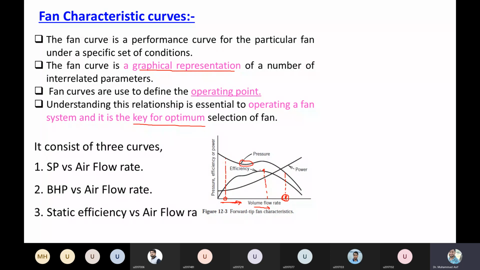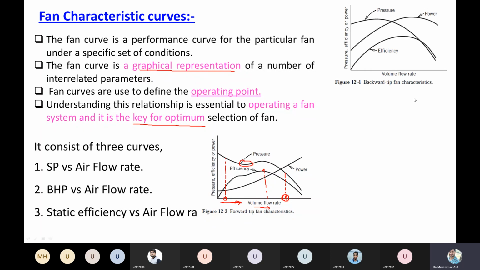So you have to choose an optimum point for your specific application, right? What is the requirement for the airflow rate? Based on that airflow rate, from the characteristic curve you have to choose an optimum operating point where you have the combination of high efficiency, low input power, and your desired pressure at that particular condition. So from these characteristics, you can choose your desired operating point.